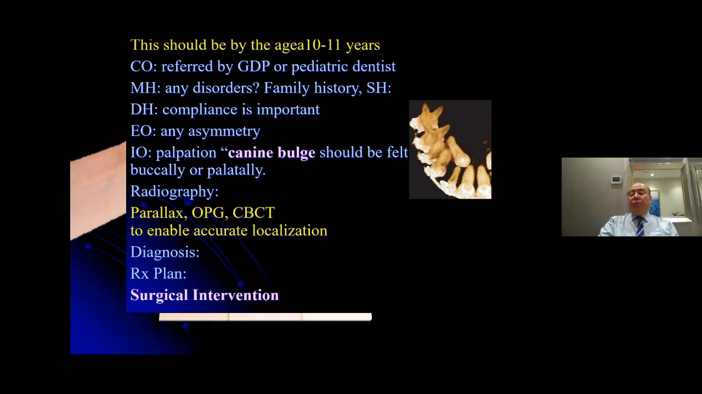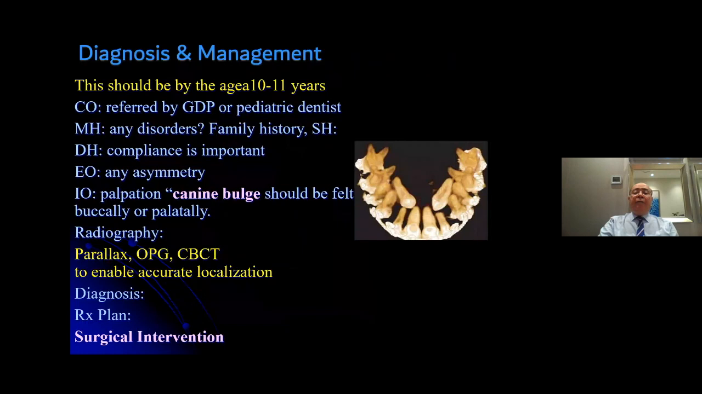So we'll go back to basics, that doing a very thorough medical history and clinical examination is the trick. We cannot just diagnose and manage a case without going back to basics and knowing what is going on. Most of the papers say that it is better to investigate the position of the canine at age 10 to 11 years old. If it stays later than that, it can cause a problem, but the earlier the better, so we can intercept.